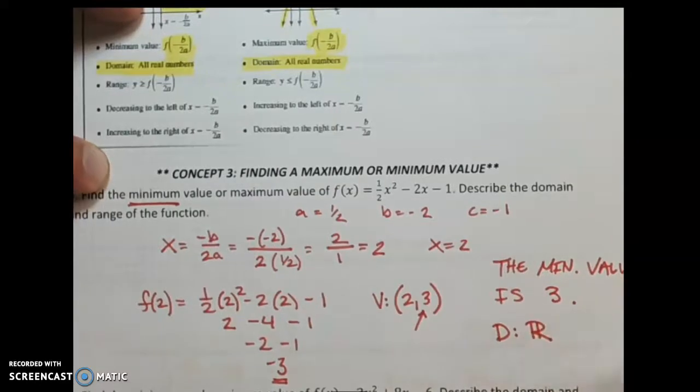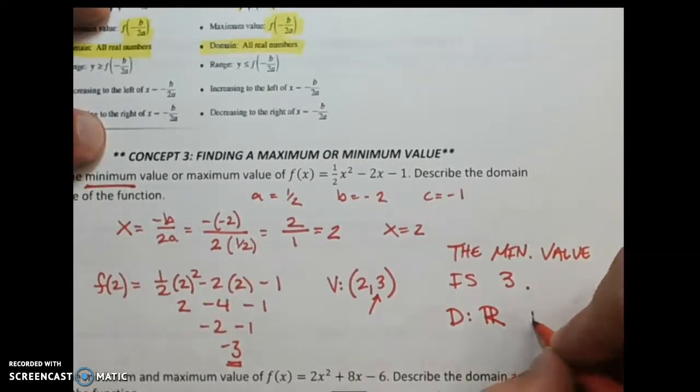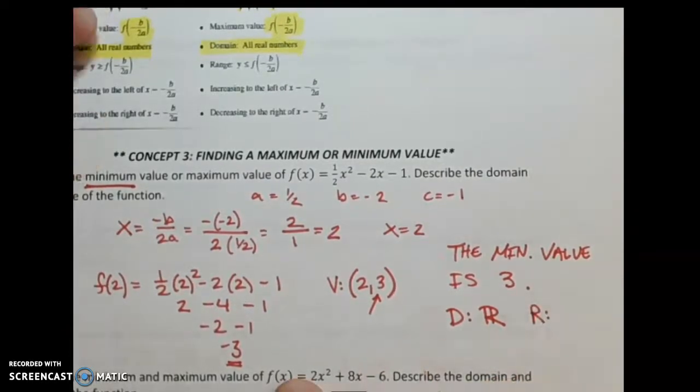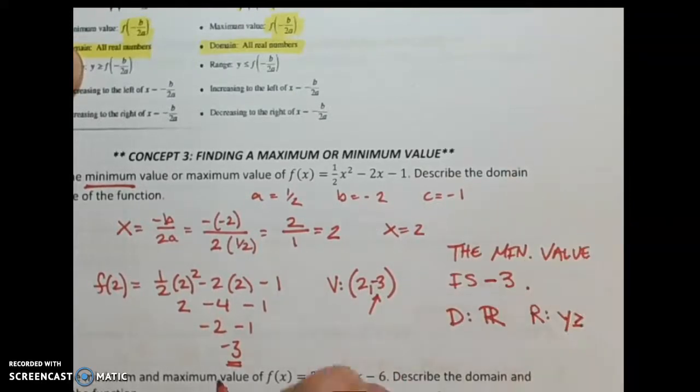Well, domain's going to be always all real numbers. And your range, well, since it's a minimum value, it's going to be y is greater than or equal to, and it is, oops, should be negative 3. Negative 3.